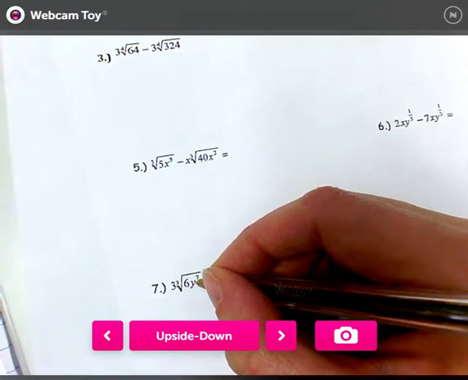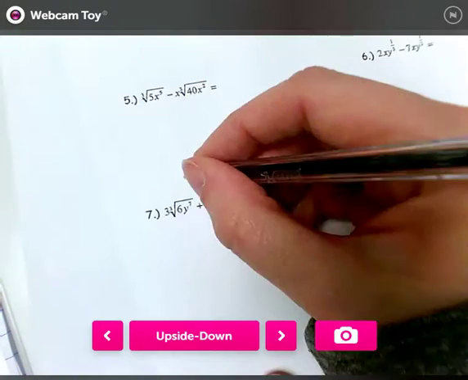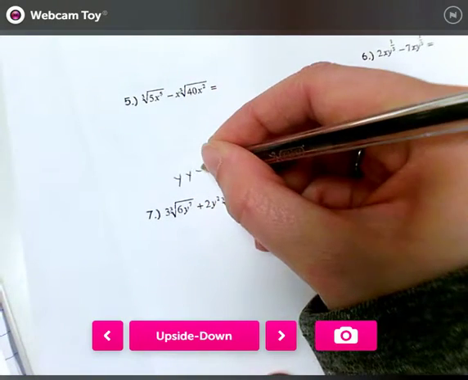So right here we've got 7s, right? We talked a little bit about this yesterday. So we've got 7 y's.